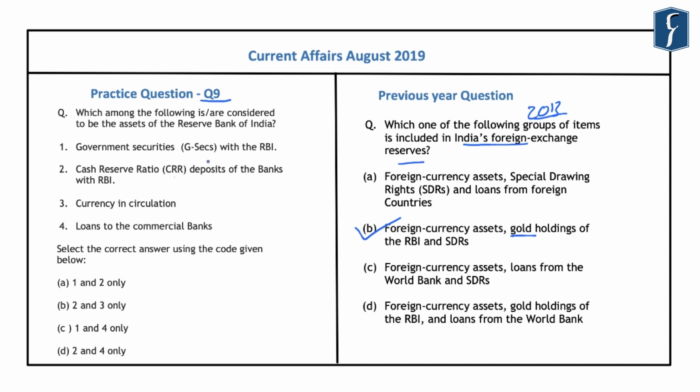So in this line, the question based on this reads: which among the following is or are considered to be the assets of Reserve Bank of India? And the options are: first, the government securities or the G-Secs that are lying with the Reserve Bank of India. Second, the cash reserve ratio deposits of the banks with RBI. Then there is currency in circulation and the loans to the commercial banks. Now the assets of the RBI are those which earn profits for it.